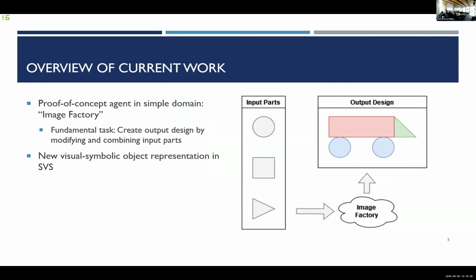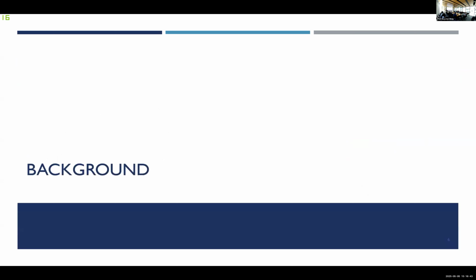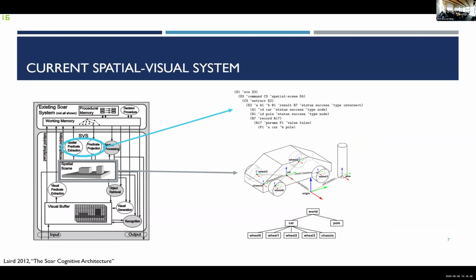But this current work is essentially how do we solve this particular sort of toy visual puzzle domain? And also how can we represent objects in Soar and what does that allow us to do? So those are the two primary contributions here. And again, I'll discuss this domain in more detail later. But first, I'm going to talk about that background.